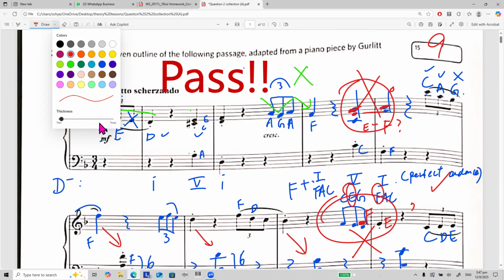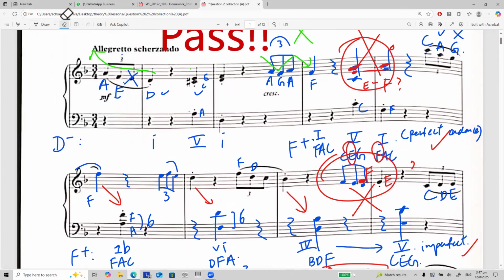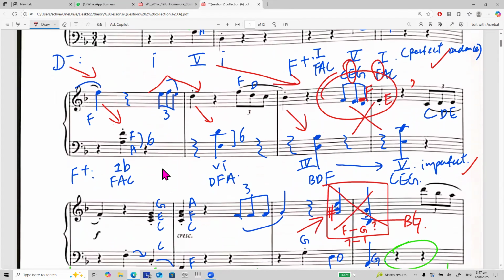Okay, the next one. You can see that this is C, A, G, F. Over here is C, A, G, F. This one F, D, C, B. But what she did here is E, F, E, D, which is not related. This E and E are not related to this chord. Not related. So this part is wrong.